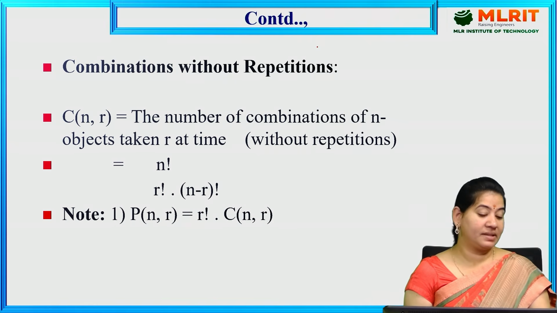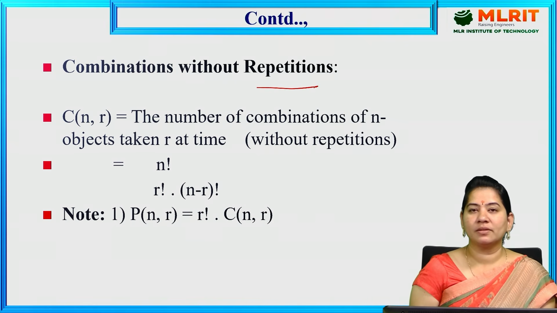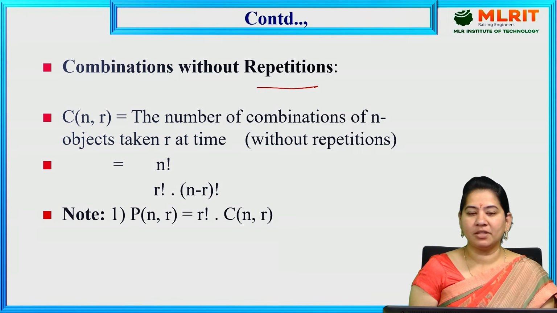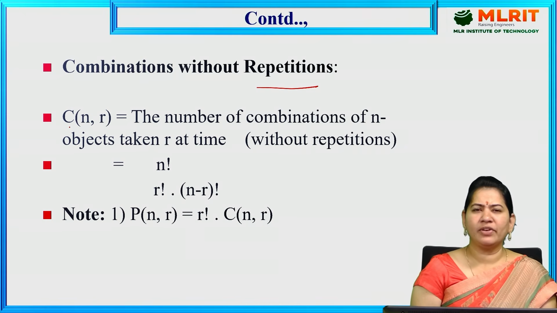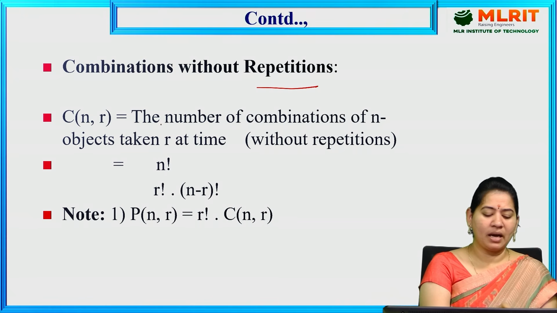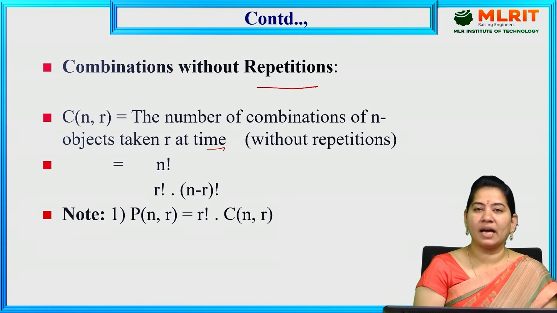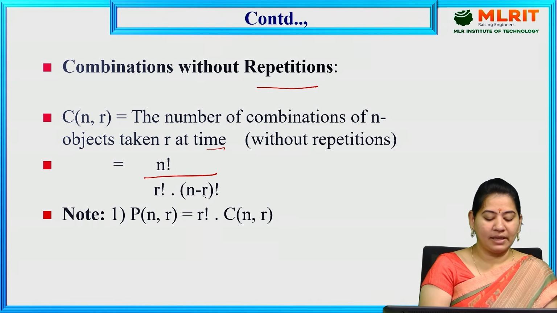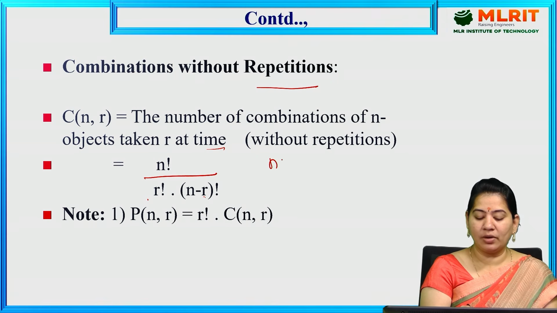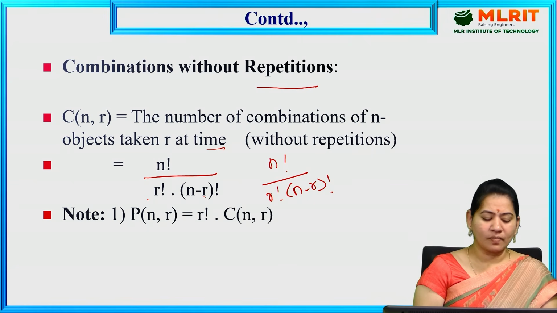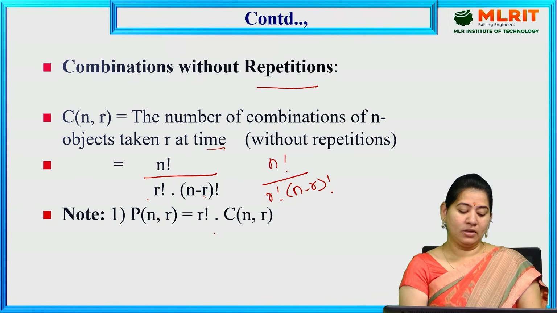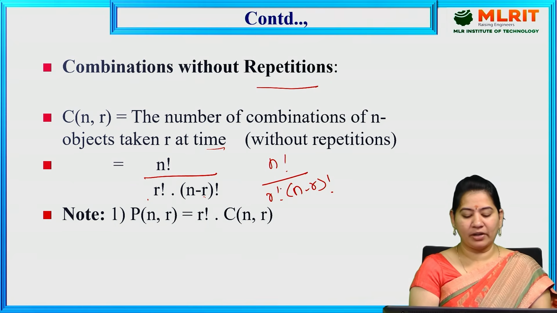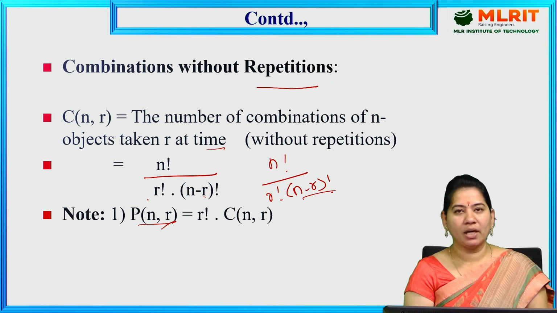So the next concept is combinations without repetitions. So what is meant by this combination without repetition? Even for this we have the formula. C(n, r), the number of combinations of n objects taken r at a time without repetitions. So the formula is n factorial by (n minus r) factorial into r factorial. So you will be writing like this, n factorial by r factorial into (n minus r) factorial. And we can also write P(n, r) is equal to r factorial into C(n, r). So r factorial will get cancelled, then you will get n factorial by (n minus r) factorial, which is nothing but P(n, r) only.